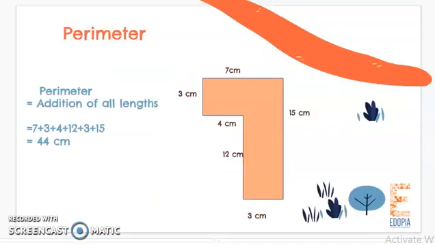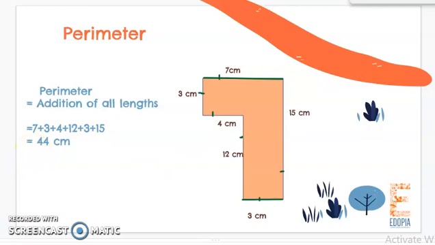In this example, we have a composite figure. To find the perimeter of this composite figure, our first step would be to find how many sides there are. Now we have 1, 2, 3, 4, 5, and 6 sides. This means we need 6 lengths to find its perimeter. Starting from this line: 7 centimeters, plus 15 centimeters, plus 3 centimeters, plus 12 centimeters, plus 4 centimeters, plus 3 centimeters. By adding up all these 6 sides, we get the perimeter of 44 centimeters.